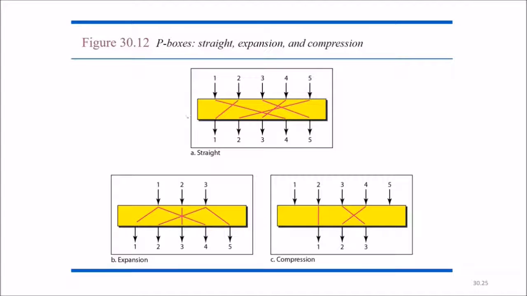This is P boxes, straight P boxes. This is expansion, means one can have 2 values, 2 can have 1 value, 3 can have 2 values. Compression also means you can compress it. We will not use 1 and this one. We'll just use 3 of these to find out 1, 2, 3. And this is the straight one, 1, 2, 4, 5 to 1, as we have seen in the previous.